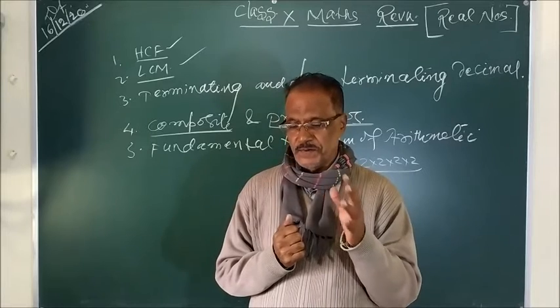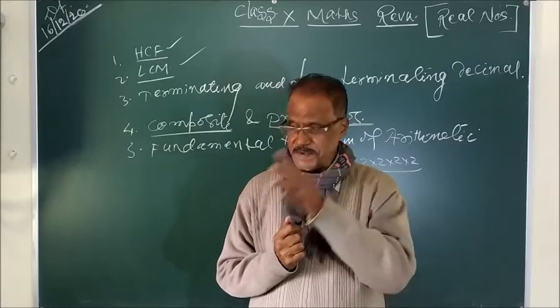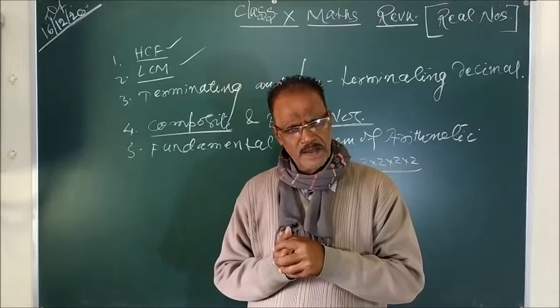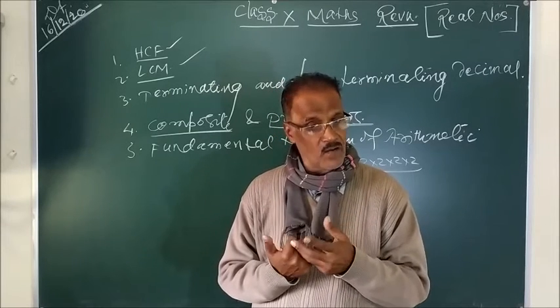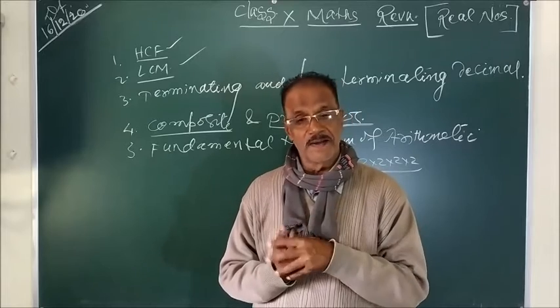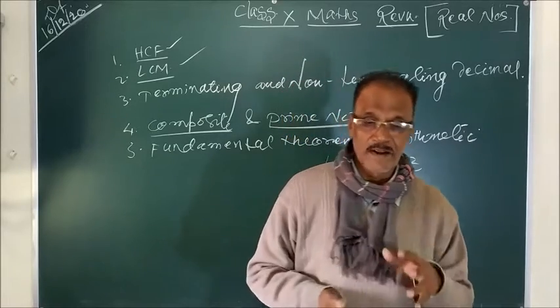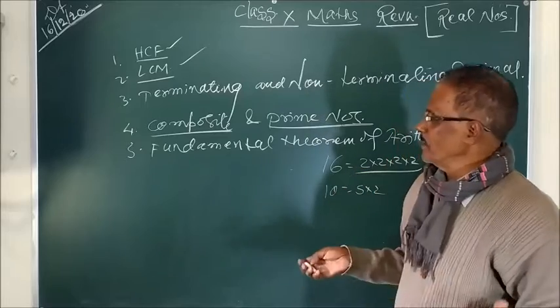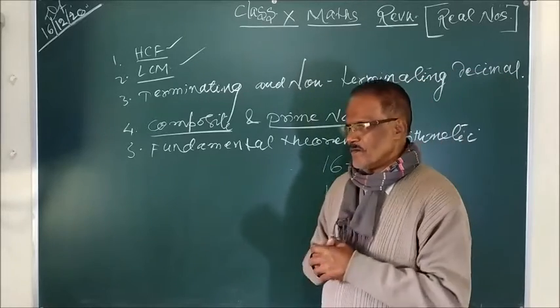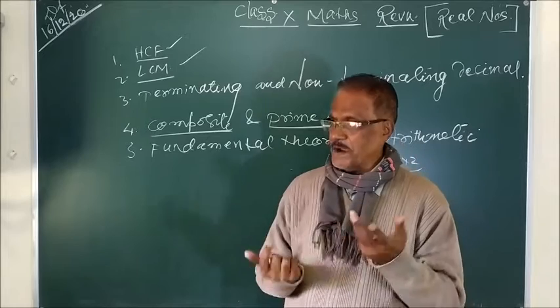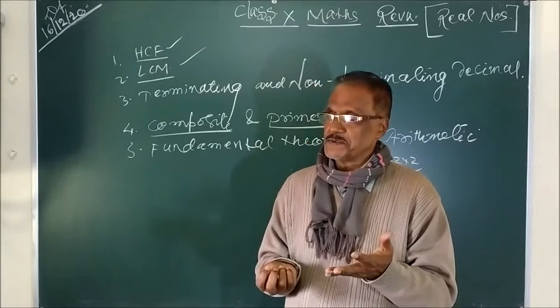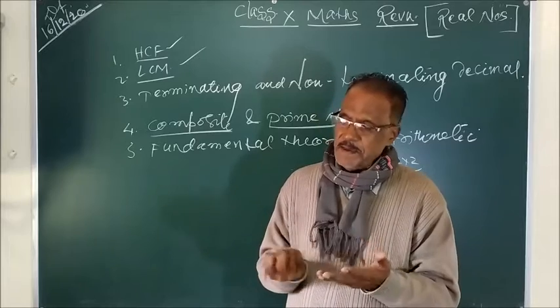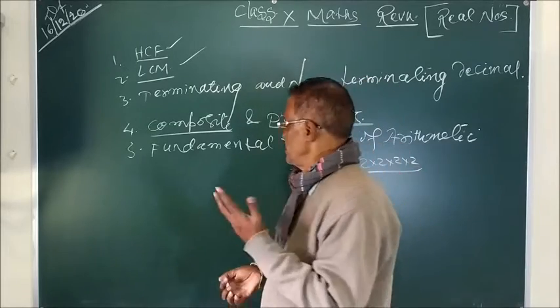Suppose 2 is a factor of 6, yes, 6 is divisible by 2. Is 3 a factor of 20? No, because 20 is not divisible by 3. So you can understand what are the factors and what are prime factors. Factor and prime factor. Prime factor means that the factor should be a prime number. Factors means they may be composite and they may be prime.